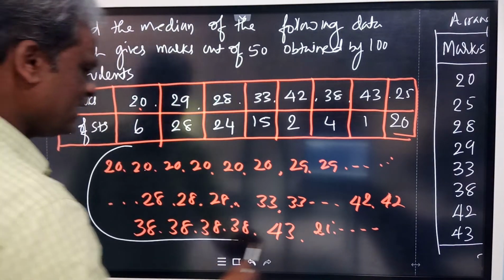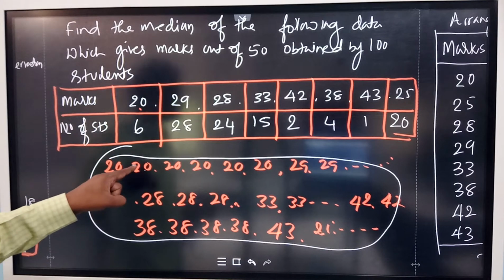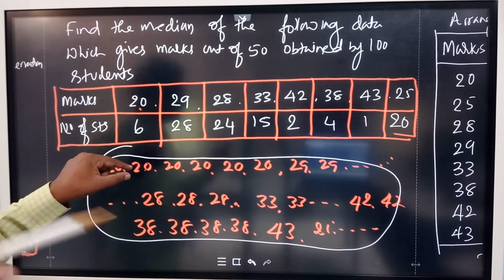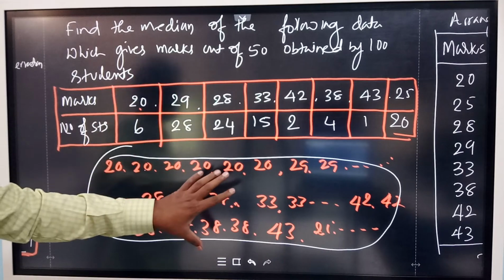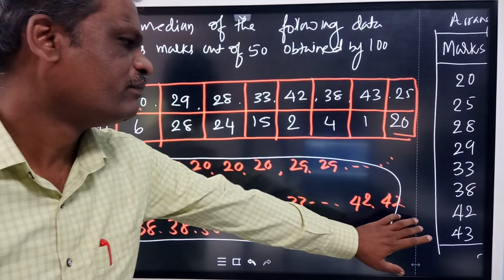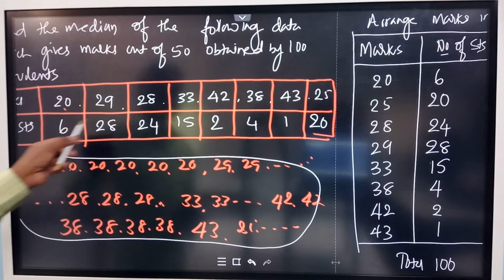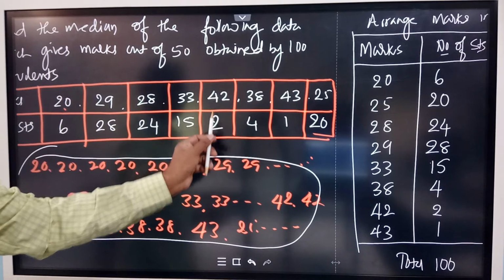So these are the data given, but we arrange it like this: 20 with frequency 6, which means 20 appears 6 times in the data. 29 appears 28 times. But it is ungrouped data only. Now arrange this in increasing order. First we have 20, then last 25 is there, and in between 42 is there.